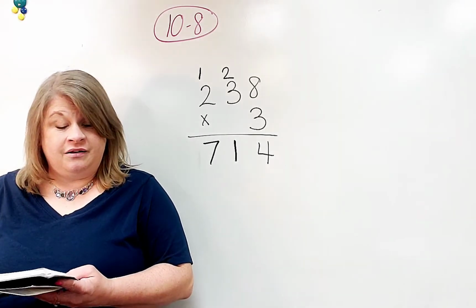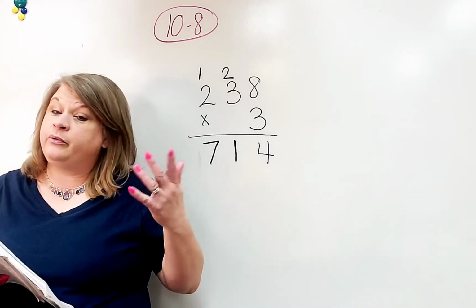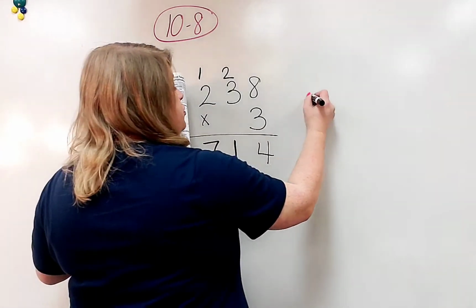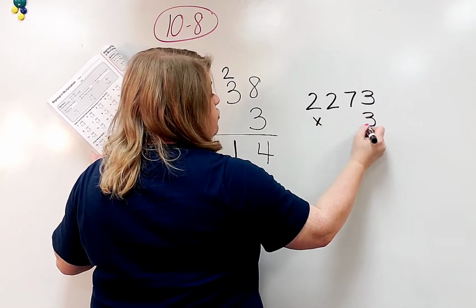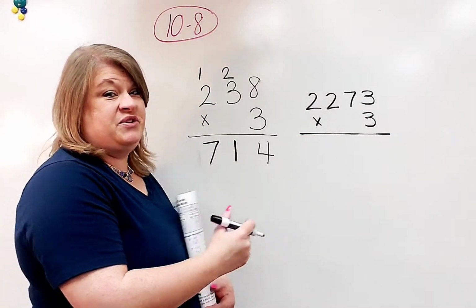Look down in the middle. You get to do a 4-digit number and regroup from there, but remember, it's the same. Let's try number 16. 2,273 times 3. 4 digits there to multiply, but you can do it.